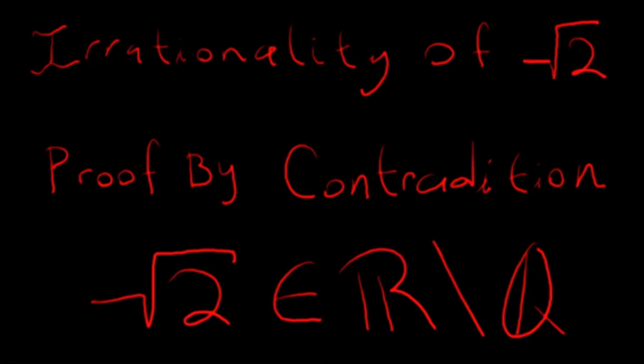Today we'll prove that the square root of 2 is irrational. It cannot be written as a ratio of two integers. This is a fairly simple example and a great introduction to the idea of mathematical proof, specifically proof by contradiction.